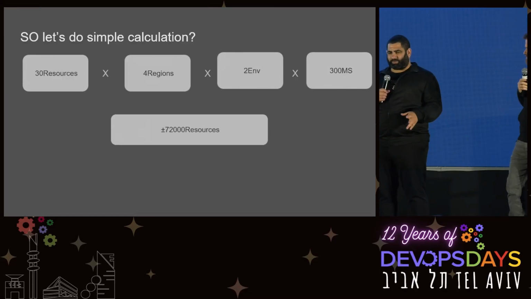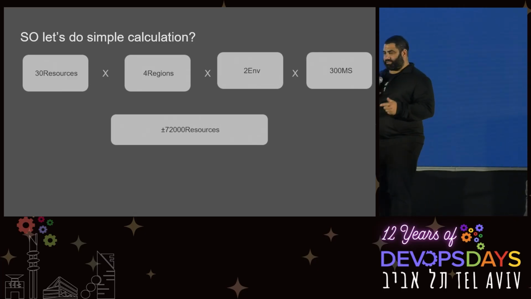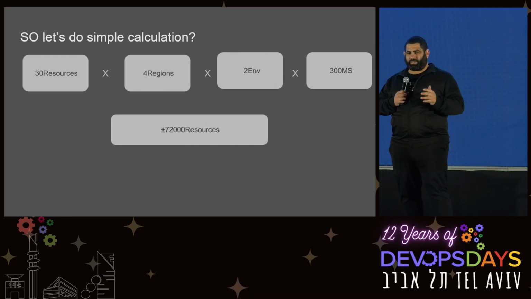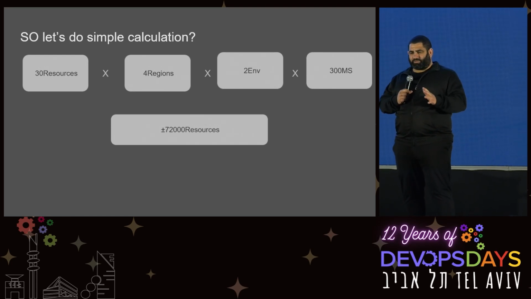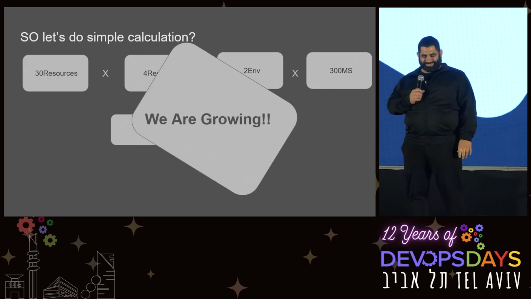So let's do a simple calculation. We said 30 resources, 4 regions, 2 environments, and 300 microservices. We have more, but never mind. So without the developers, it's 72,000 resources that we need to manage. It's a lot, and we are growing.